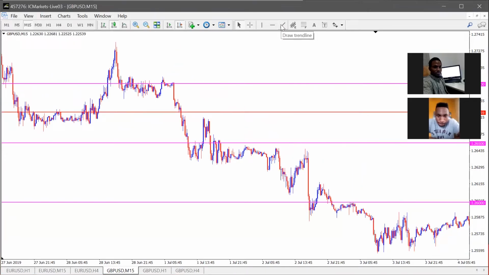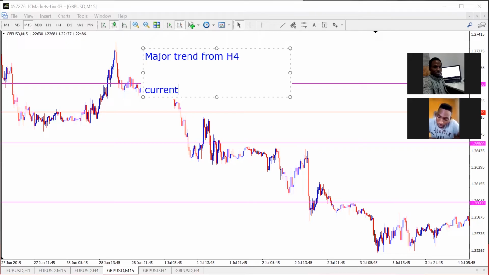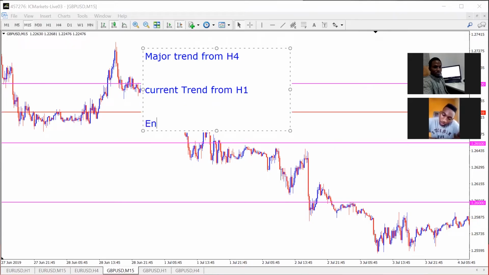So how do I spot a trend line? You could plot a trend line on 1 hour and on 15 minutes, because since I'm a day trader, my major trend is 4 hours. I follow 4 hours, and for the current trend I use 1 hour, and I pick my entries from 15 minutes. Let me write that out. Major trend from H4, the current trend from H1, the entries on 15 minutes.